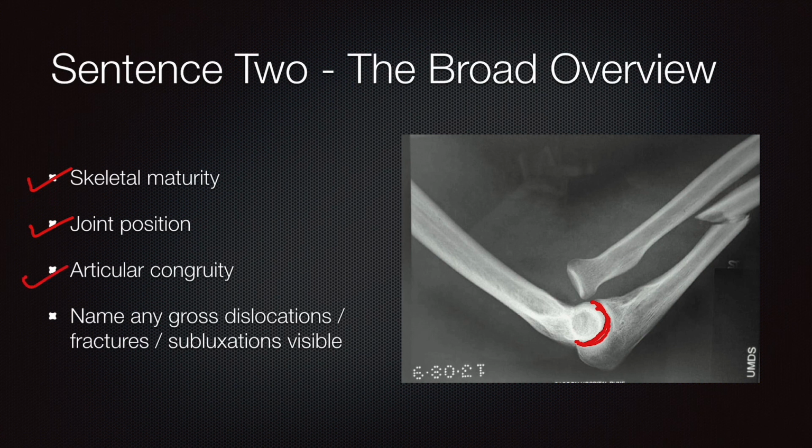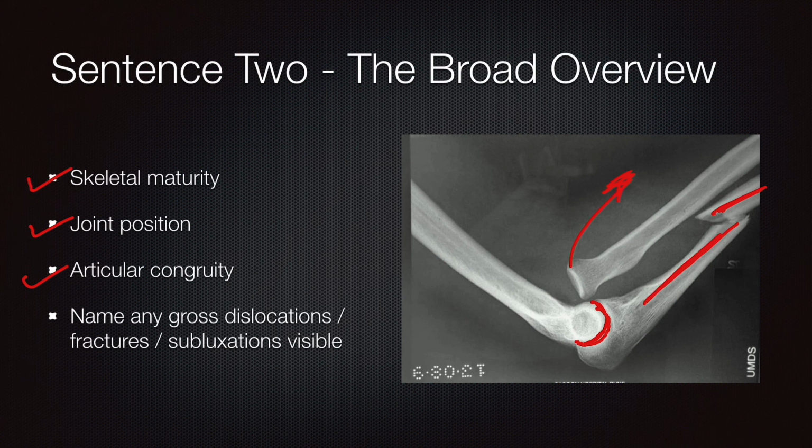And lastly, you will name any gross dislocation, fracture, or subluxation which is visible. So you can see a fracture in the proximal one-third of the ulnar diaphysis along with a dislocation of the radial head towards the anterior side.